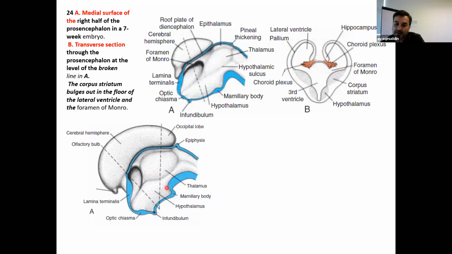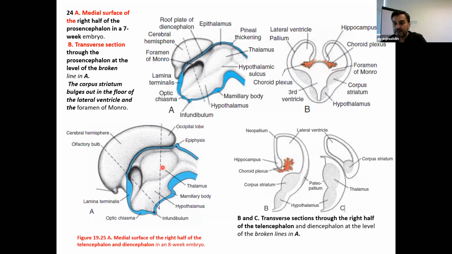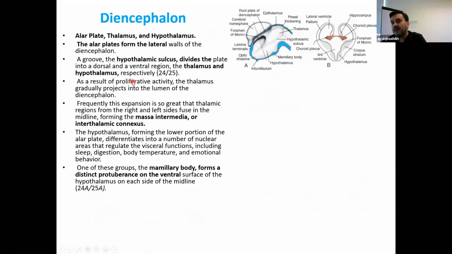And this is the lateral part, the two alar plates. And within the alar plates, the ventral portion is going to give rise to the hypothalamus, mammillary body, infundibulum, while the dorsal part of the alar plate is going to give rise to the thalamus. So alar plates of the diencephalon, which is the middle piece of the prosencephalon, is going to give rise to the thalamus and hypothalamus. Alar plates form the lateral wall of the diencephalon.